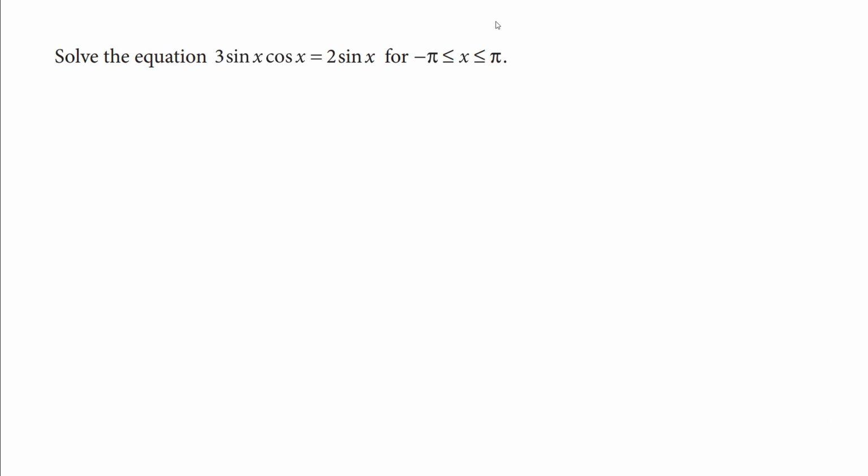So let's solve this trig equation. Now, it's tempting to simply divide both sides by sine x to cancel that out, but that's a mistake. We'd be losing some solutions. It is better to move things over and to factor.